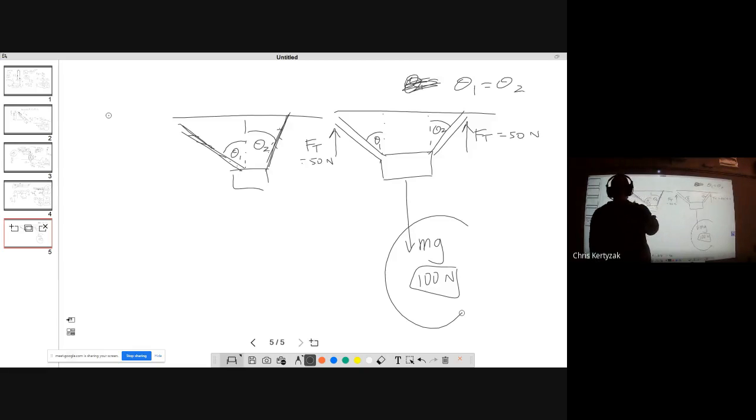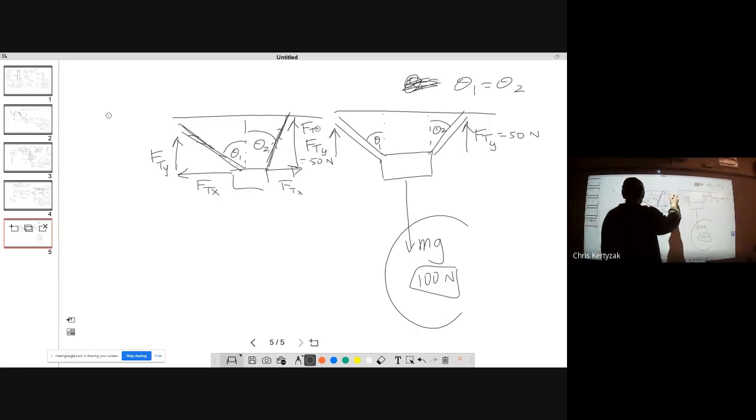So if we looked at this one, this would be considered its FT component. This, I'll put Y. I should have put Y on these. Y components. And this rope is now pulling to the left with a force of FTX. This one's force is pulling rightward, FTX. And this one's pulling up, FTY.